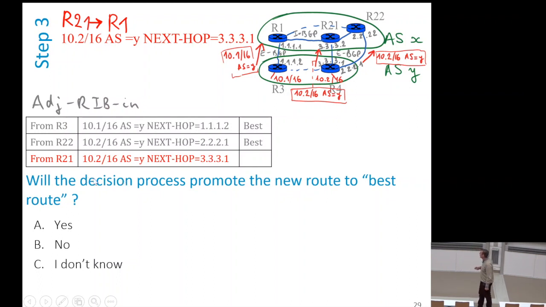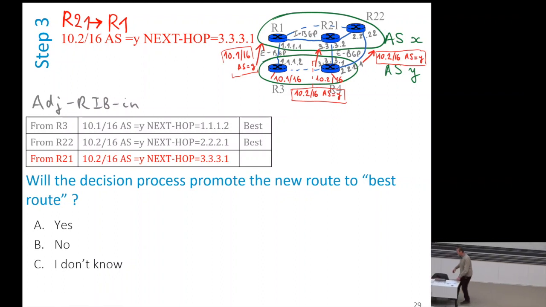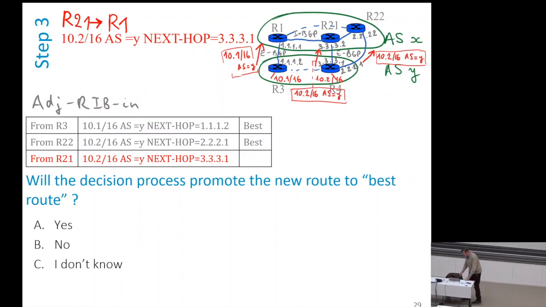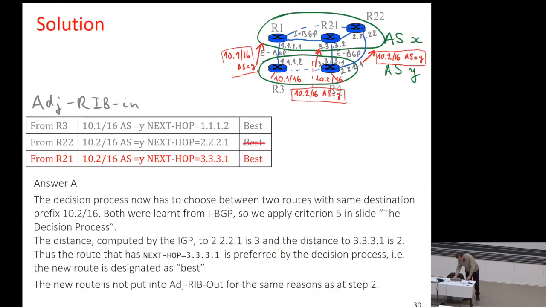Which one now will R1 select? R1 has now two routes to the same prefix, 10.2. Which one will it select? Assume you are a BGP router for a few minutes. What would you do? And we have a tie between A and B. The correct answer is A. Yes, it will be promoted. Why is that?